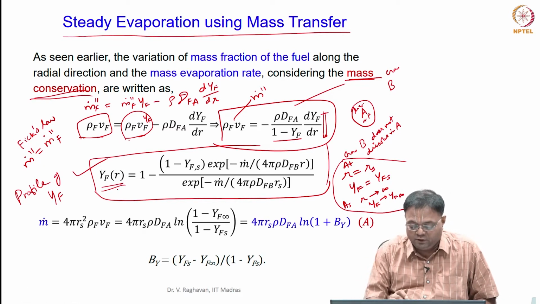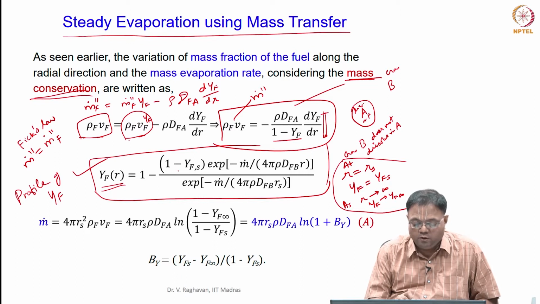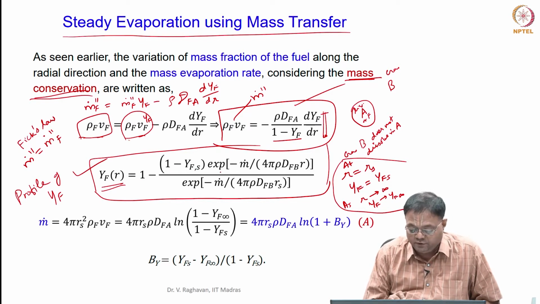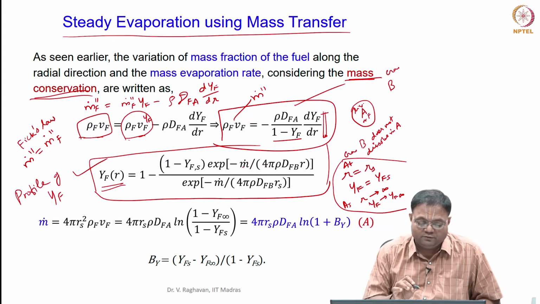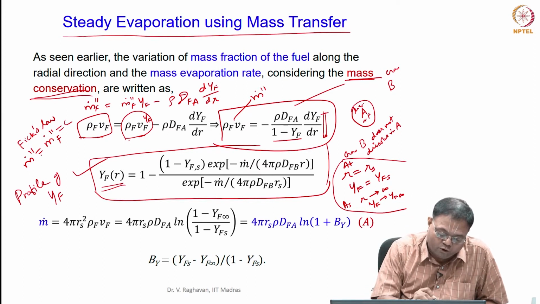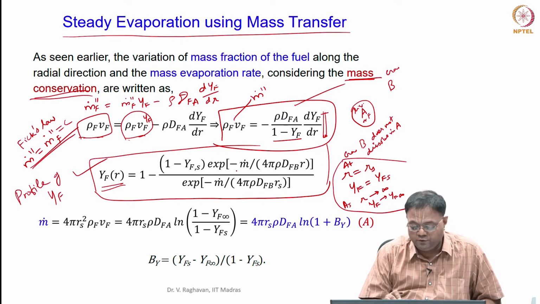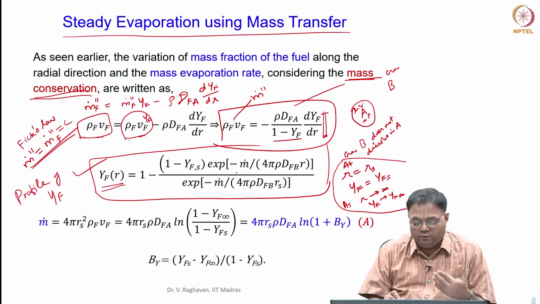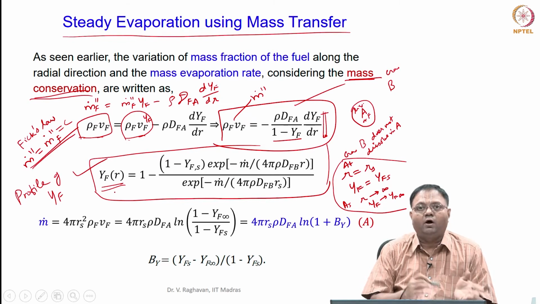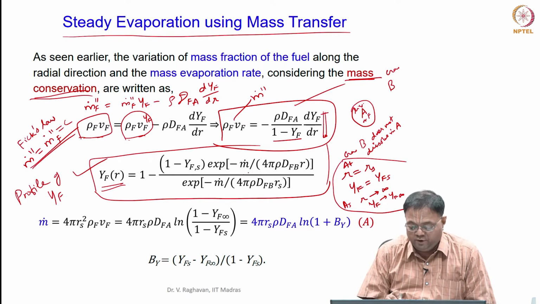You can see it is given by 1 minus YFS, the value at the surface, into the exponent of minus m. Please understand that this is a constant. So, once you know the mass burning rate or evaporation rate, you can calculate YF at r or vice versa. So, this is the equation you get: 4 pi rho DFB into r, similarly the exponent of this at Rs.